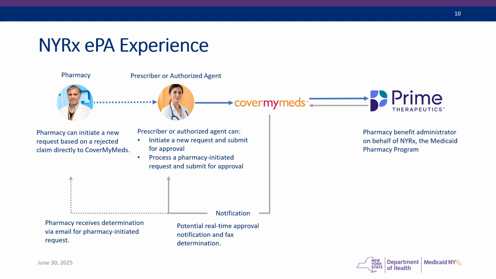The illustration here shows the NYRx ePA experience. A pharmacy can initiate a new request based on a rejected claim, which is then sent to the prescriber or their authorized agent to process on behalf of the pharmacy. A prescriber or their authorized agent can initiate a new request and submit for approval in addition to processing pharmacy-initiated requests. Once a request is submitted by a prescriber or their authorized agent, it routes to the Prime Pharmacy Benefit Administrator for approval, at which point it travels back to CoverMyMeds and provides determinations.